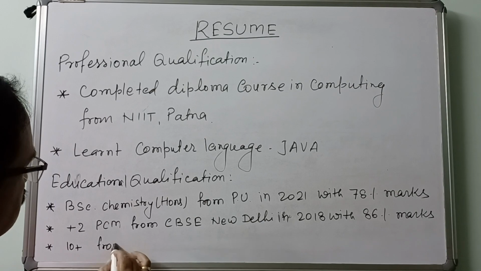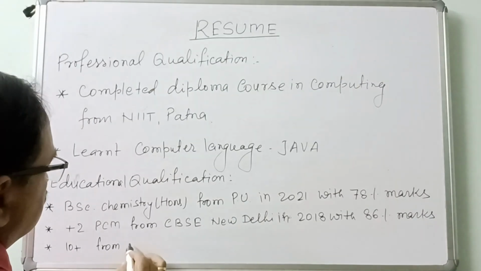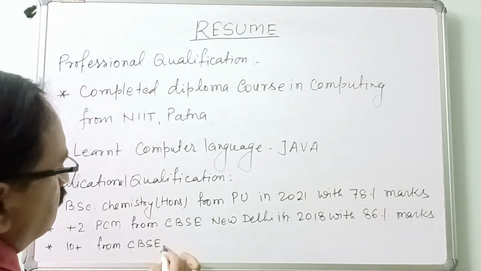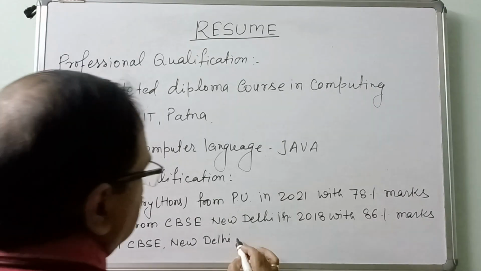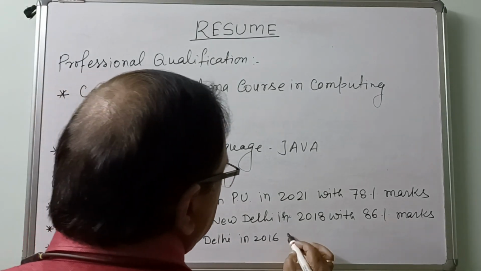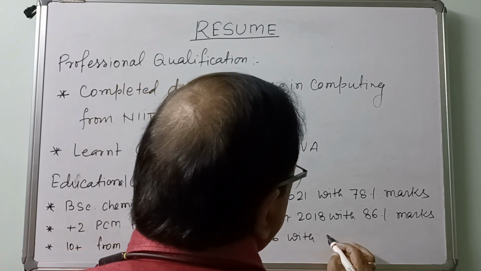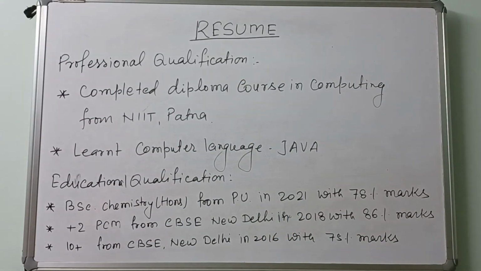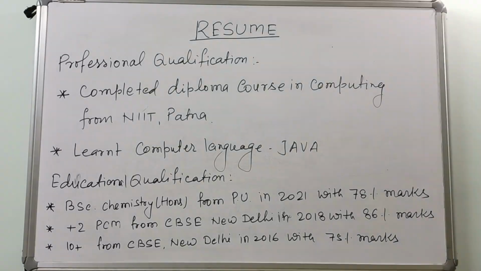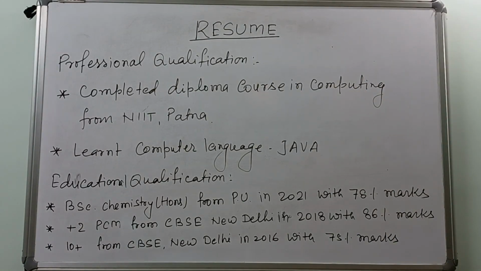Then we come to the last one, 10 plus. From subject qualification is not there because all subjects are there. From CBSE New Delhi in 2016 with 75% marks. Okay, so in this way you will find that we have covered all these important points, and so now I am going to change the slide.